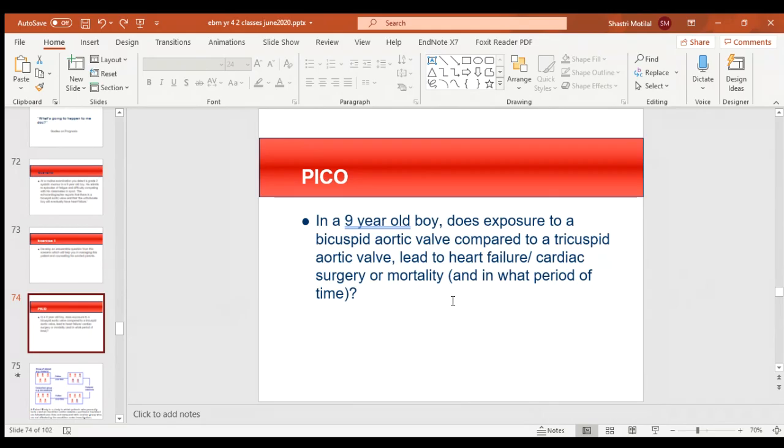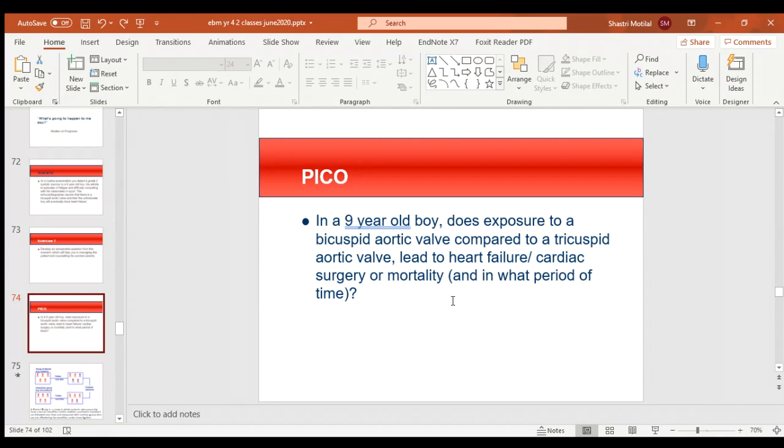So for a prognosis or cohort type study or question, the I and the C are just risk factors. We could ask many PICOs. In an adult, does smoking compared to no smoking lead to lung cancer? In an adult, does having high cholesterol compared to low cholesterol lead to development of stroke? So these are examples of PICO questions that we could ask for cohort studies, and we'll see it's the same for case control studies as well, because cohort studies, like case control studies, try to link a risk factor with disease.